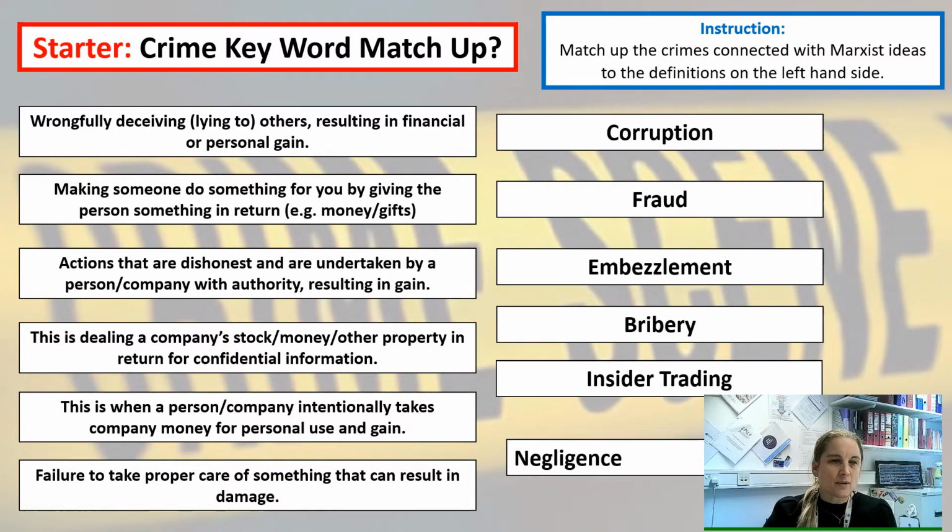We're going to start today with a crime keyword matchup using some of the Marxist ideas around crime. So what I want you to do is look at the definitions on the left-hand side of your screen and match them up with the keywords on the right-hand side. Jot them down into your books and we'll go through them in a minute. Press pause.